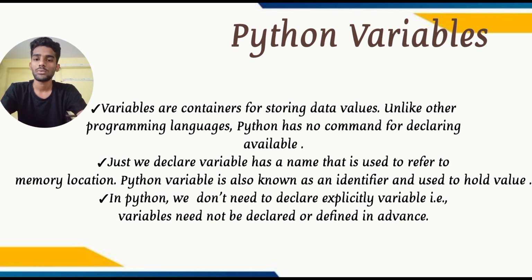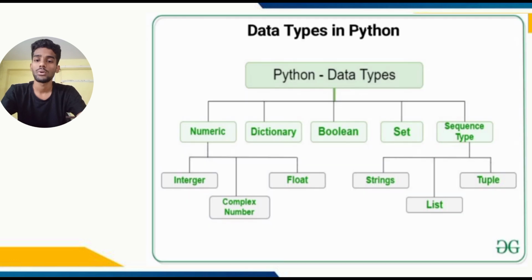When it comes to Python variables, variables are containers for storing data values. Unlike other programming languages, Python has no command for declaring a variable. A variable has a name that is used to refer to a memory location. A Python variable is also known as an identifier and is used to hold a value. In Python, we don't need to declare a variable explicitly. That is, a variable need not be declared or defined in advance.